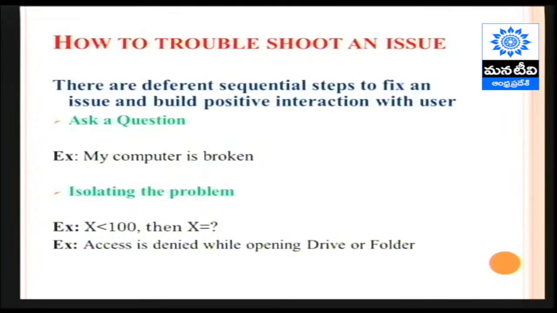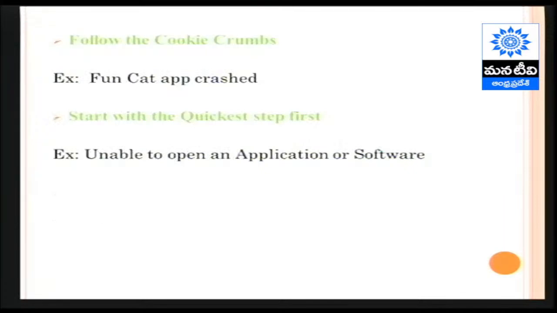In this session, how many effective methods to start troubleshooting steps did you understand? I hope you understood the different methods to start troubleshooting steps to fix the issue. The first method is ask a question. Another method is isolating the problem. The third method is follow the cookie crumbs. And the fourth way is start with the quickest step first. I hope you understood these first four methods to start troubleshooting steps as an IT support specialist to fix issues by finding root causes.